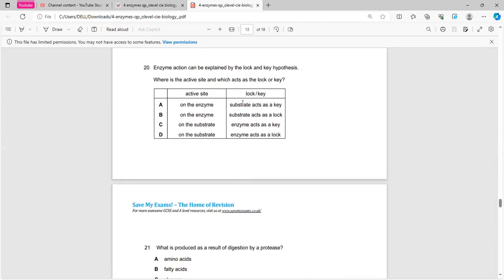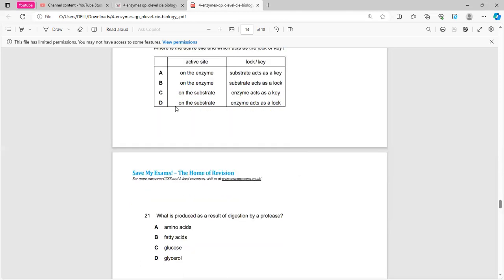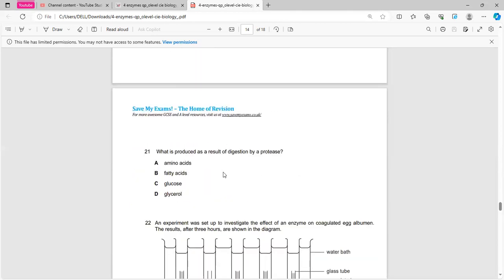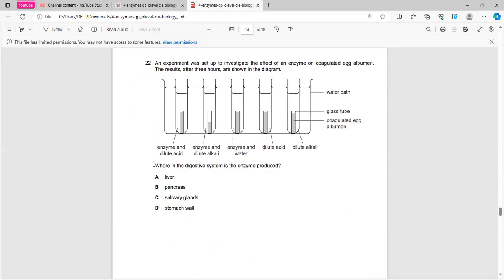Again, lock and key. Lock is always the enzyme. The active site always lies on the enzyme, and the substrate always acts as the key. A is the answer. Protease breaks down proteins into amino acids. A is the answer. It's pretty simple as we get down.